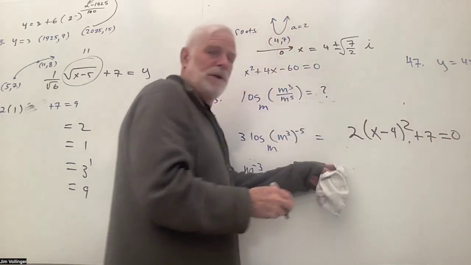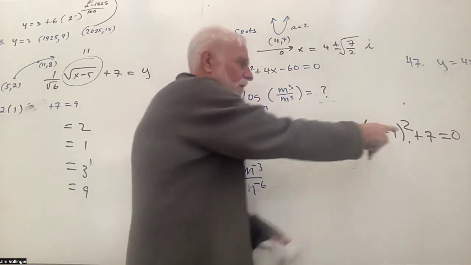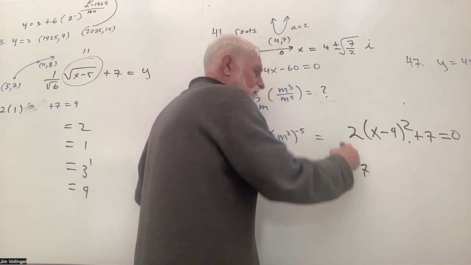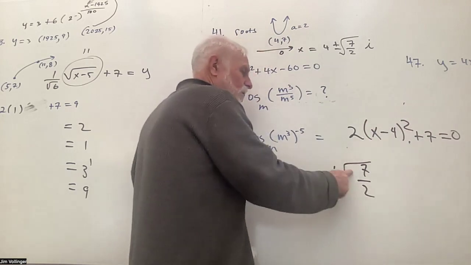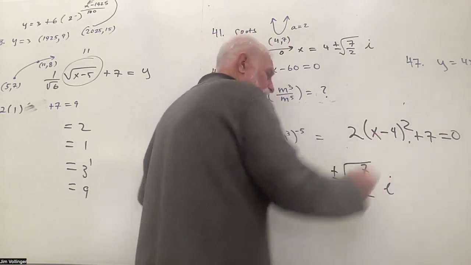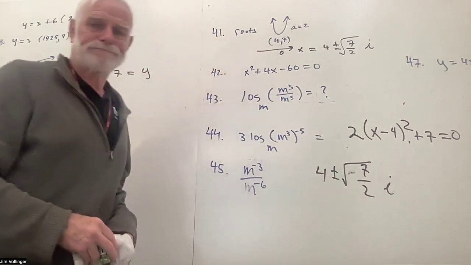So I'll do it over here. You can see that. So I'm going to subtract 7. I'm going to divide by 2. I'm going to take the plus minus square root. I know square roots of negatives are imaginaries, and minus 4 becomes positive 4.